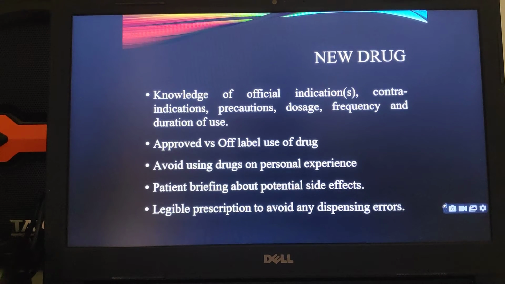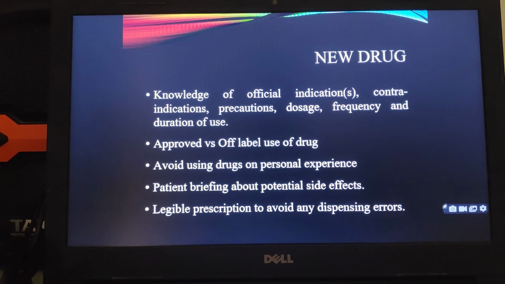Now just a word about a new drug. What is a new drug? A new drug means a drug which is recently marketed or launched, or one the physician does not have experience of. For example, the drug might have been available for 5-10 years, but if the physician has not prescribed it, for him it is a new drug. So he should have complete knowledge of the new drug, knowing its official indications, contraindications, precautions, doses, frequency and duration of use.